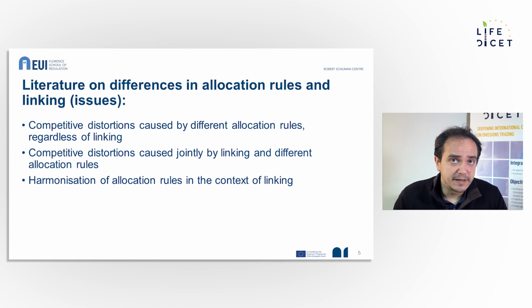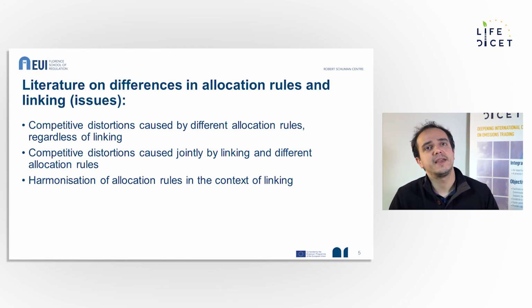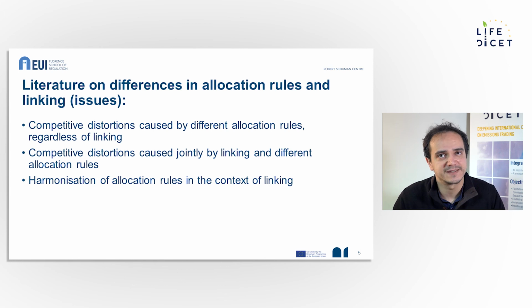Let's now consider linking. While linking reduces or eliminates competitive distortions related to carbon price differentials between linked ETSs, it does not address other potential distortions due to differences in allocation rules. In fact, it is possible to think of cases where changes in allowance prices caused by linking accentuate or attenuate competitive distortions given different allocation methods. Output-based allocation, in particular, stands out as being potentially problematic. I'll give you an example.